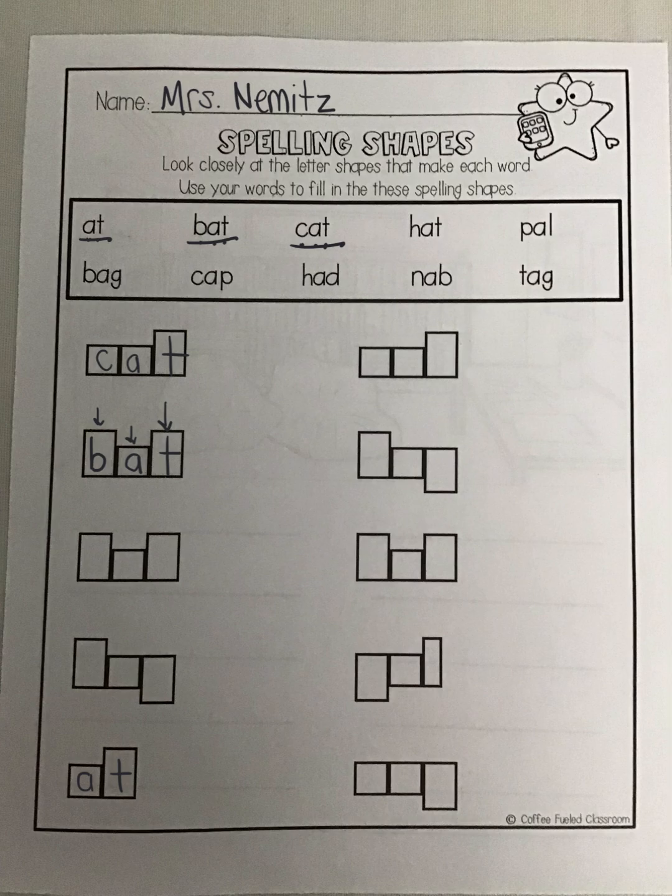My next word is hat. H-A-T, hat. Hat has three letters. The H is tall, A is short, T is tall. So tall, short, tall. I see that right here. H-A-T, hat.